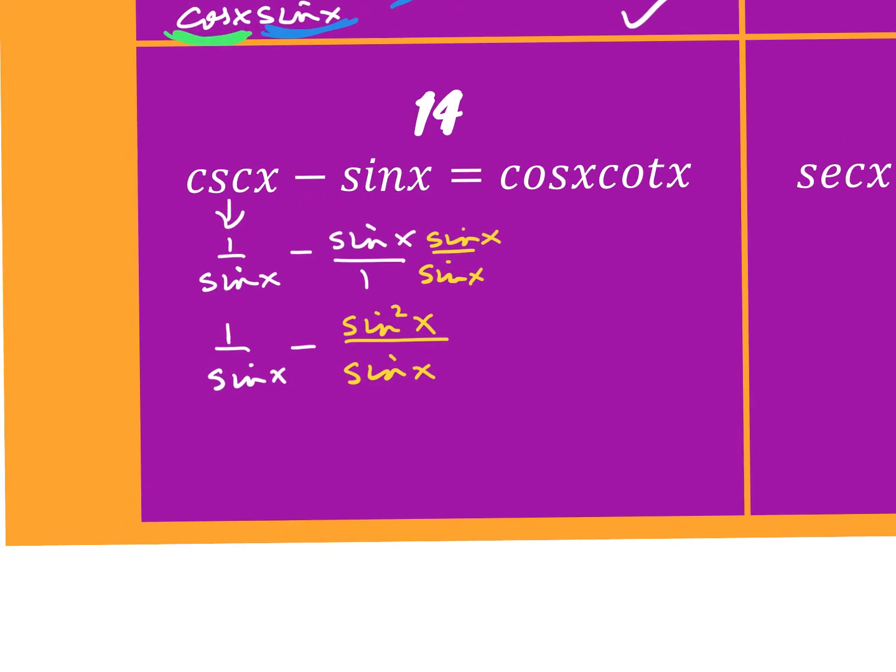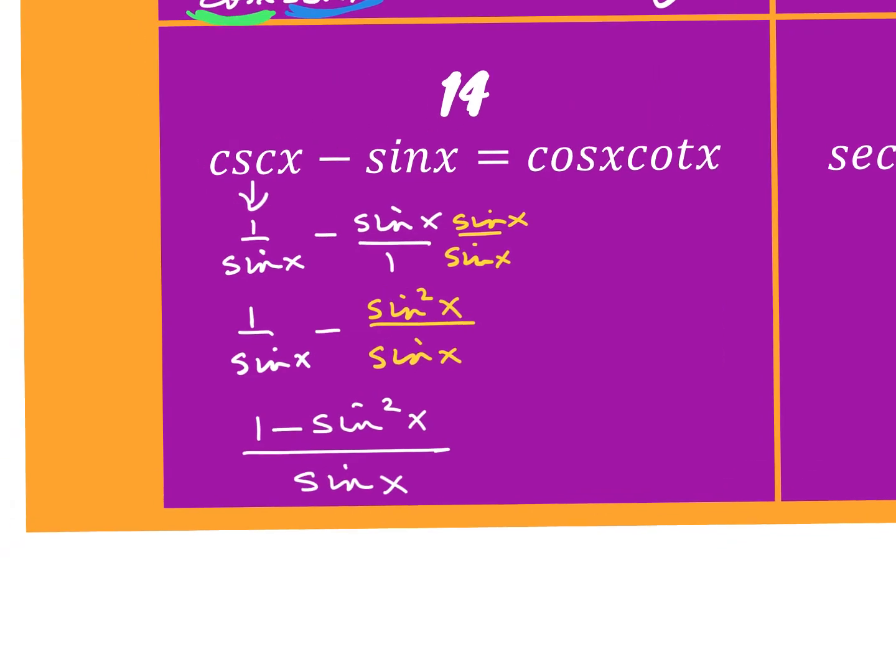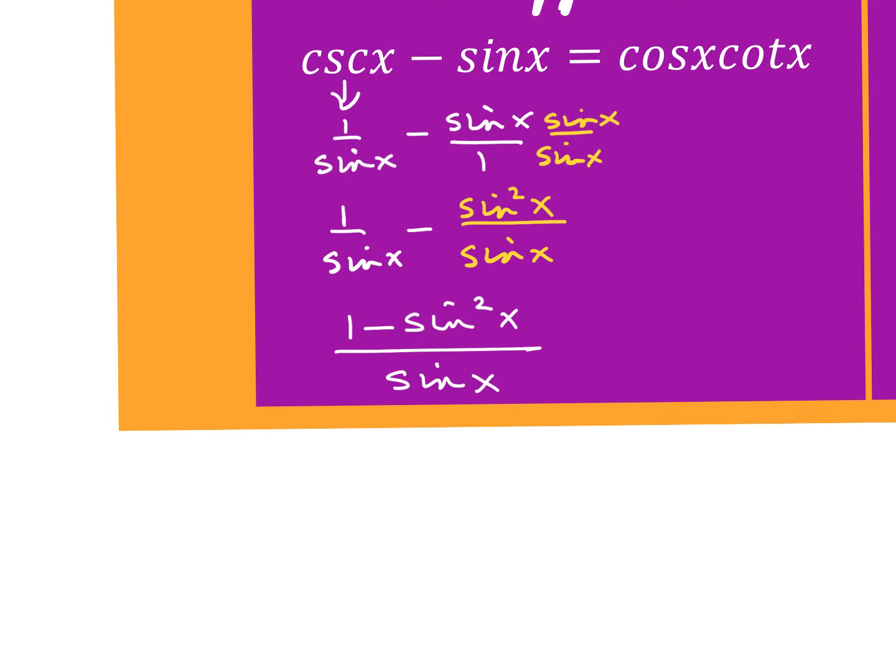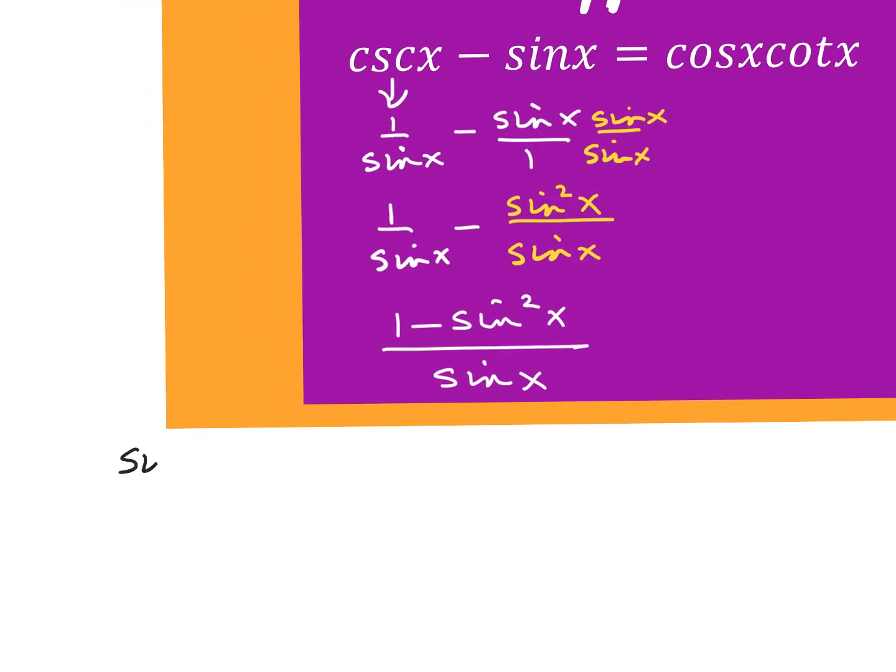Now that I have a common denominator, I can subtract the numerators, and it becomes 1 minus sine squared x over sine x. I'm now going to replace that numerator using a Pythagorean identity. The Pythagorean identity I'm using again is sine squared x plus cosine squared x equals 1. To get it to look like that numerator, I need to move sine squared x to the other side.